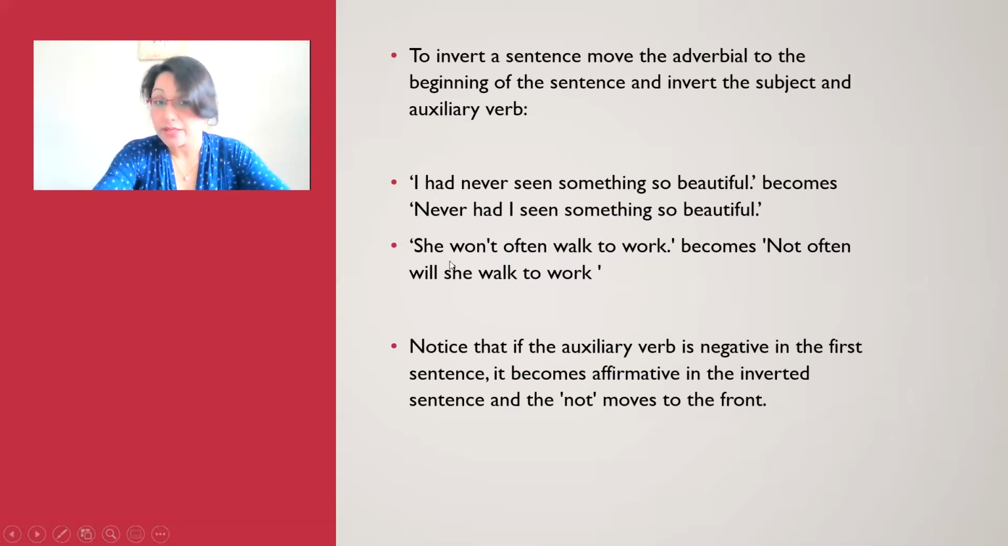Once again, look at this: she won't often walk to work. Here you have your will not. This is the contraction, but if I read it as she will not often walk to work, that becomes not often will she walk to work. So notice that if the auxiliary verb is negative, the verb becomes positive, and the not moves to the start.